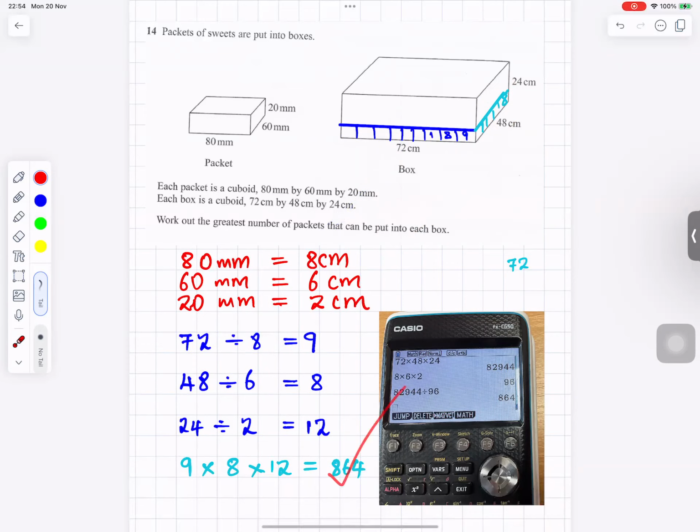It gives you 864. Which you can also do 72 times 48 times 24 gives you 82944. And then each box is 8 times 6 times 2, which is 96. And so you divide by 96, it gives you 864.